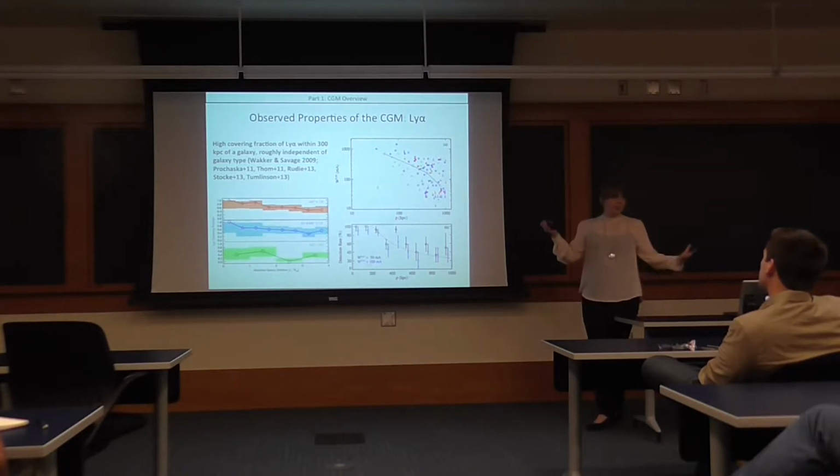And this is a statistical sample, right? This is one quasar per galaxy. But what you can see here is that at about 300 kiloparsecs, you start to get a lot of upper limits, so non-detections of Lyman-alpha. But within about 300 kiloparsecs, galaxies of all types are showing Lyman-alpha absorption. It does seem like it has a declining profile.